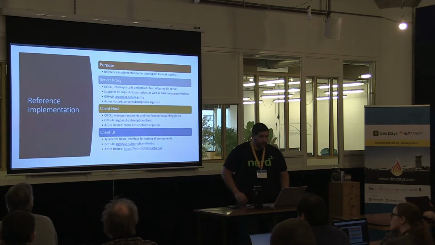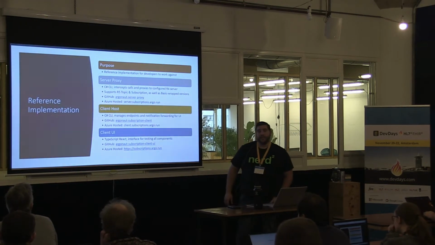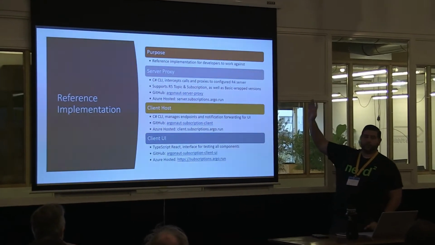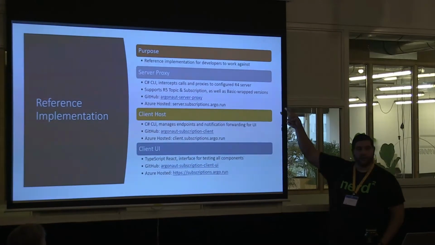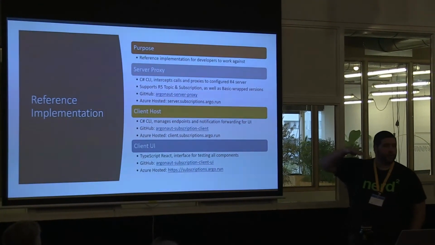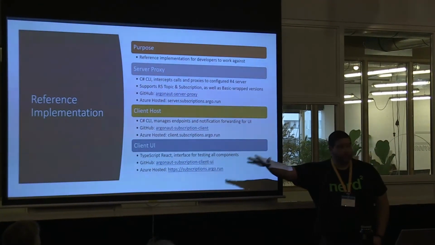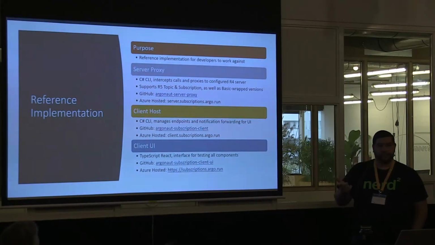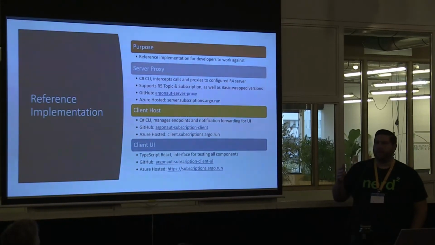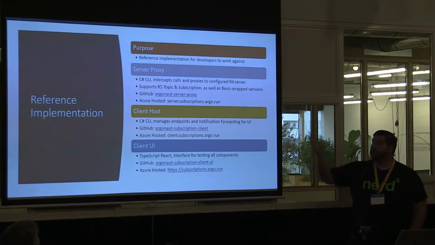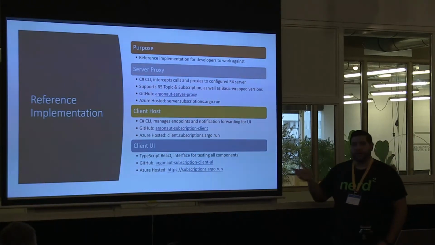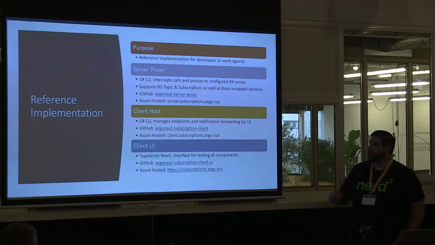So the first thing is the reference implementation. I brought it up briefly in the last presentation. It's broken up into three parts. There's a server proxy that just proxies calls to the public Happy server and intercepts things like topic and subscription so that they work, and right now it only supports encounters, because that's all we've needed to build out for testing as far as actually triggering notifications.